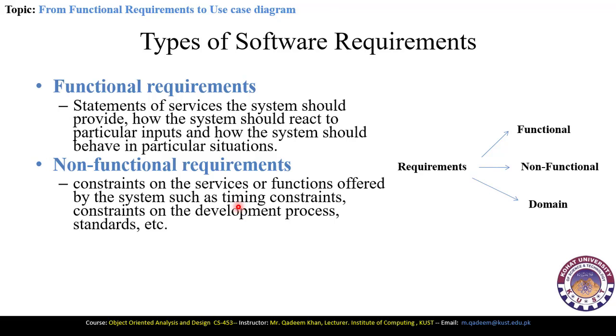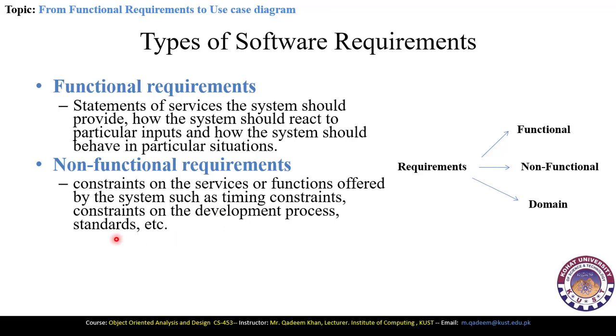For example, the timing constraints mean that the system should be developed within the specified timing. And also the constraints on the development process. The development process means that the system should be developed under an agile process, or extreme programming, that is the XP process, or it should be developed in the spiral process. So the constraints on the process are also defined as non-functional requirements.